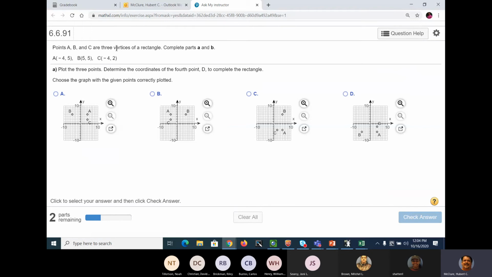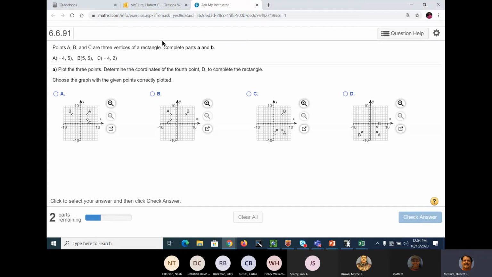Points A, B, and C are three vertices of a rectangle. Okay, so let's plot them. Take your handy dandy graph. If you have graph paper, it would be better here. All you gotta do is go online, Google graph paper and print out 10 pages or run 10 copies. Not a big deal.